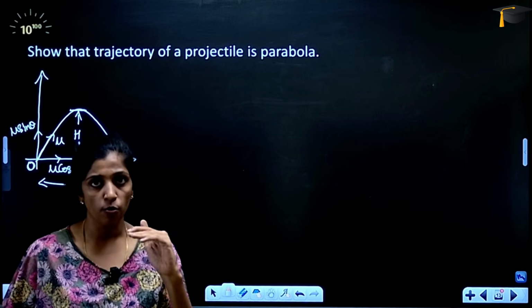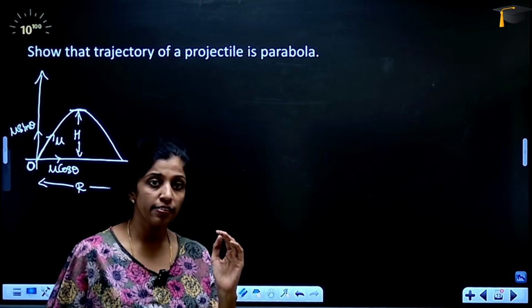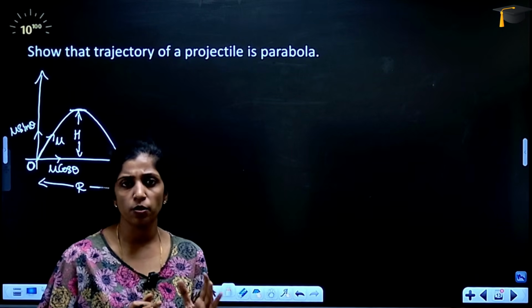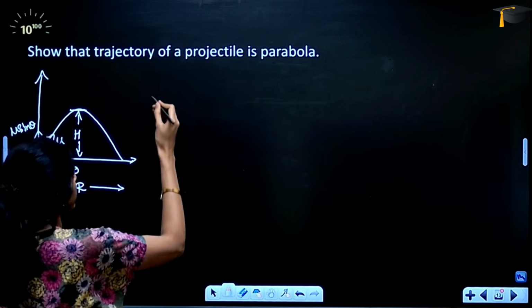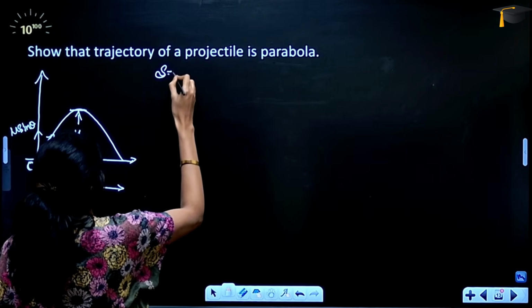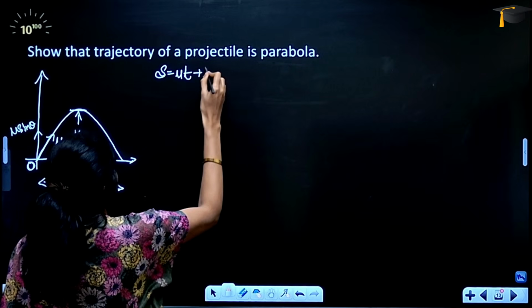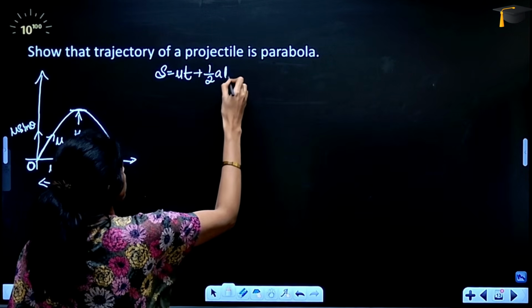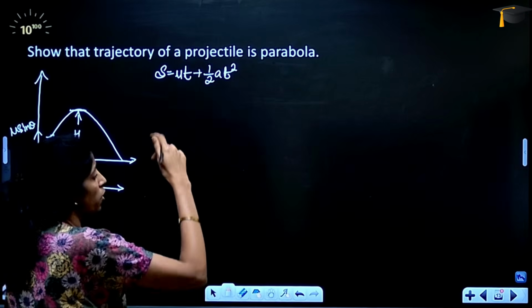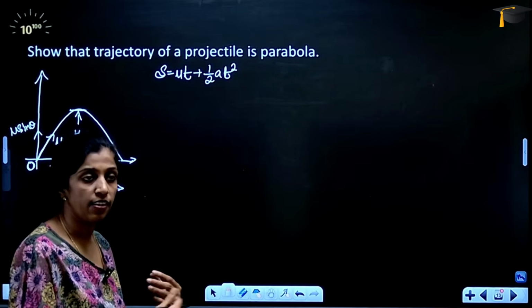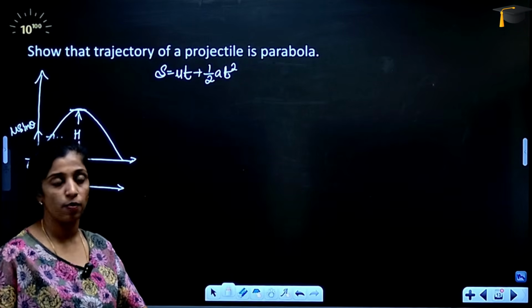Now, to show that the trajectory of the projectile is a parabola, first let me check whether it will match a parabolic equation or not. For that, let me take an equation of motion: S equals ut plus half at square. So S is what? S is a distance, right? The distance we now have in the x direction as well as in the y direction.